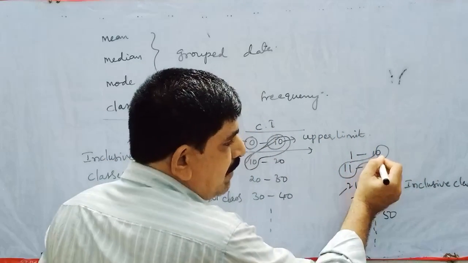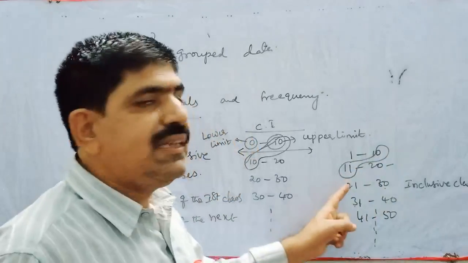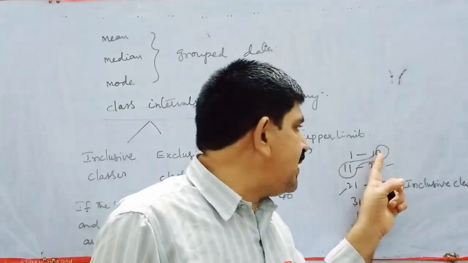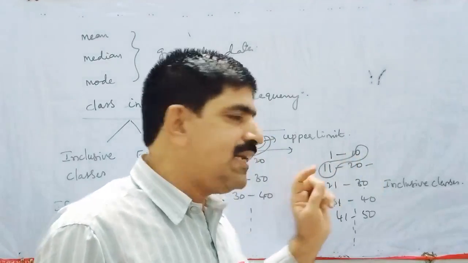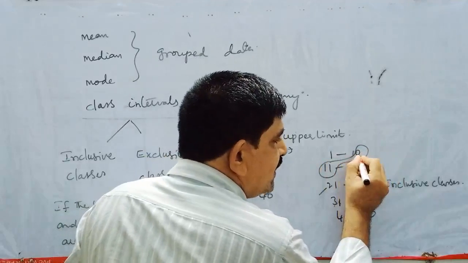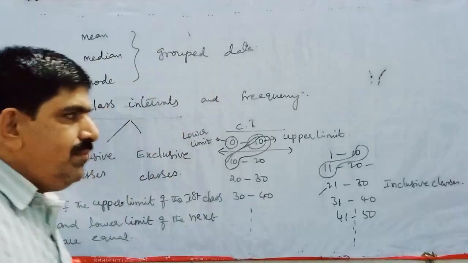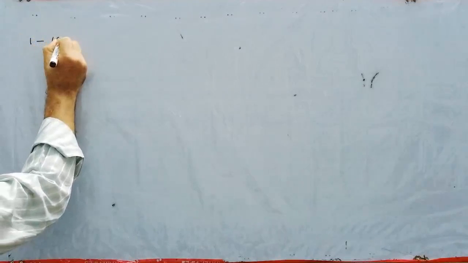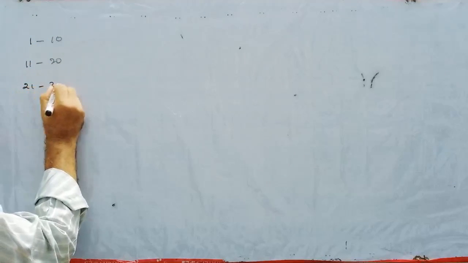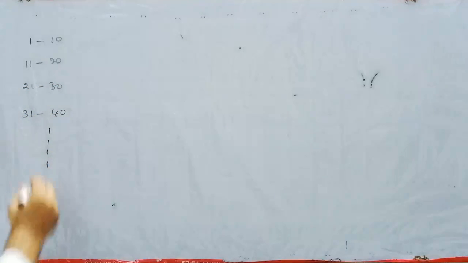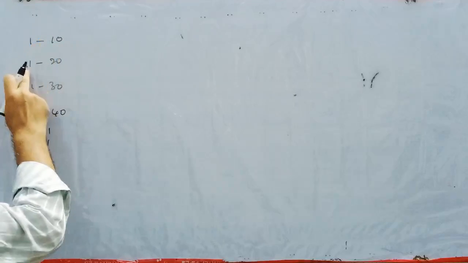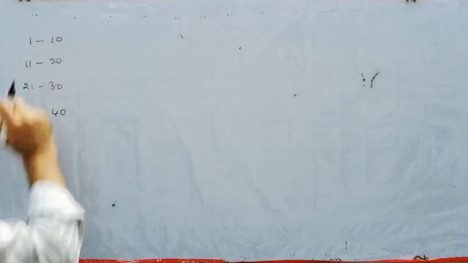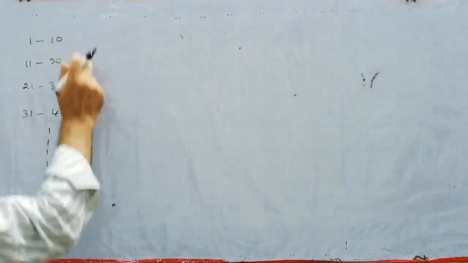When the upper limit of the first class and the lower limit of the next class are not equal, then we have to find the boundaries. How to find the boundaries? Suppose I am taking some classes 1 to 10, 11 to 20, 21 to 30, 31 to 40 and so on. In these classes the upper limit of the first class and the lower limit of the next class are not equal, so we have to find the boundaries. Why? To make it into continuous classes.